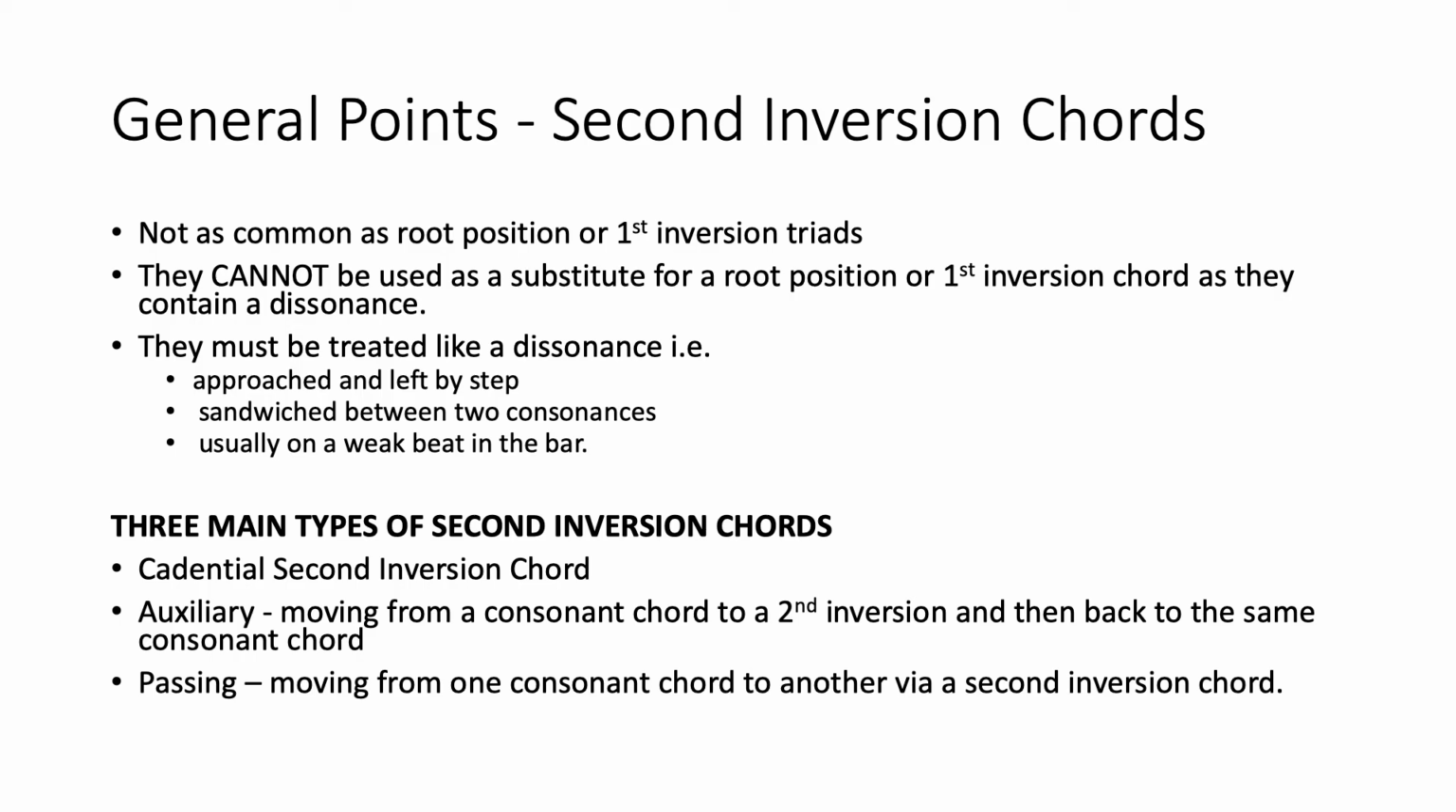It's often the case that second inversion chords are not treated with any real distinction from first inversion or root position chords. So it's not unusual for me, for instance, to see a second inversion chord right as the first thing in the piece. Bar 1, beat 1. There's a second inversion chord. There's chord 1C usually. They must be treated like a dissonance. So they must be approached and left by step, sandwiched between two consonances, and usually on the weak beat of the bar.